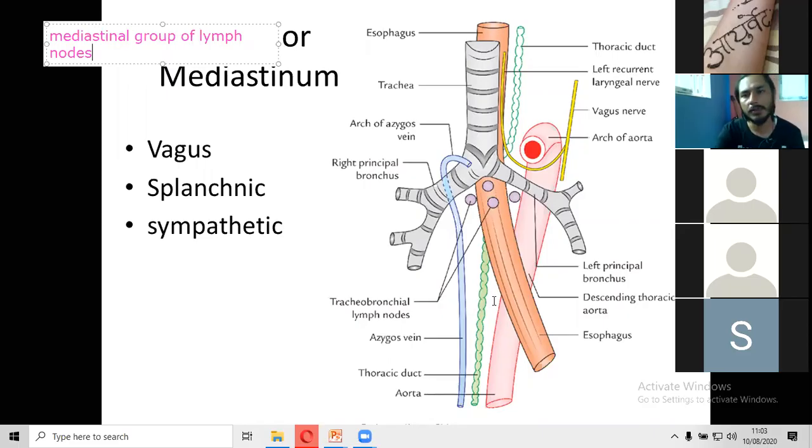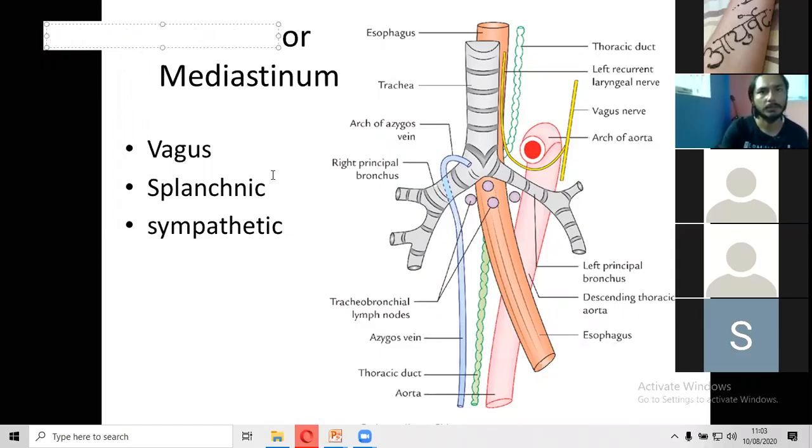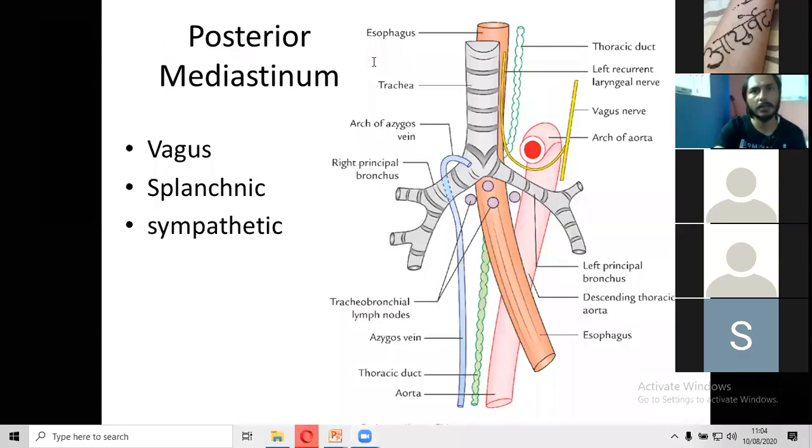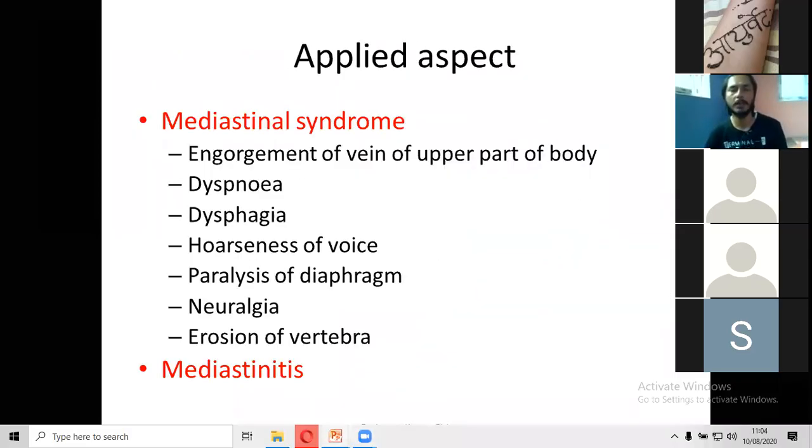One more set of vessels you will see in the posterior mediastinum is the azygos vein, the hemiazygos vein, and the accessory azygos vein. So they are the contents of the posterior mediastinum. These are the boundaries and contents of the individual mediastinal divisions. Now we will go further into some clinical anatomy, the applied aspects.